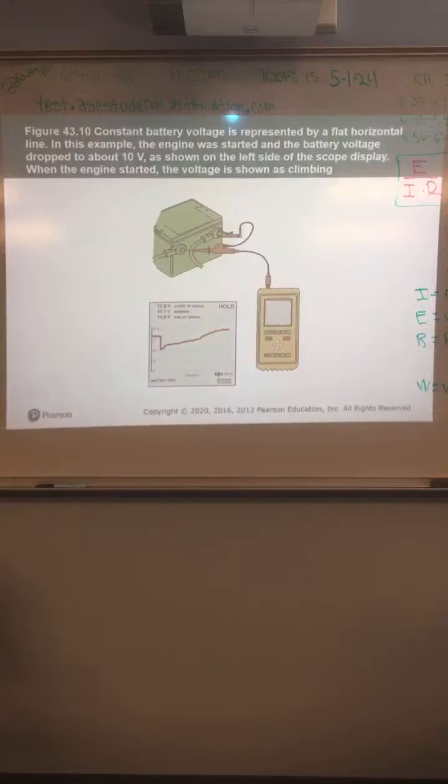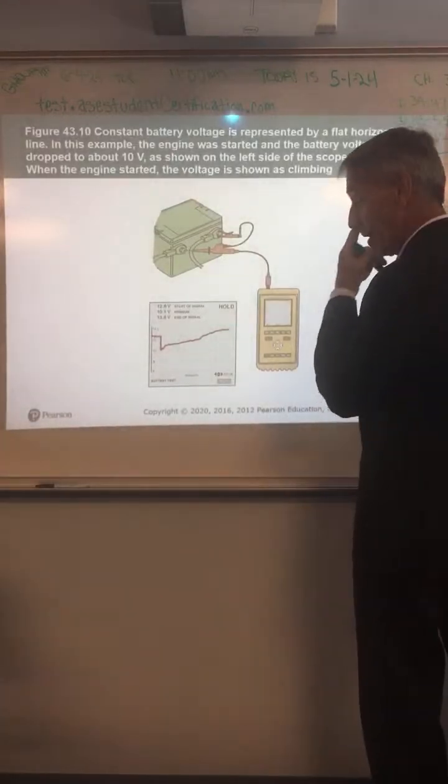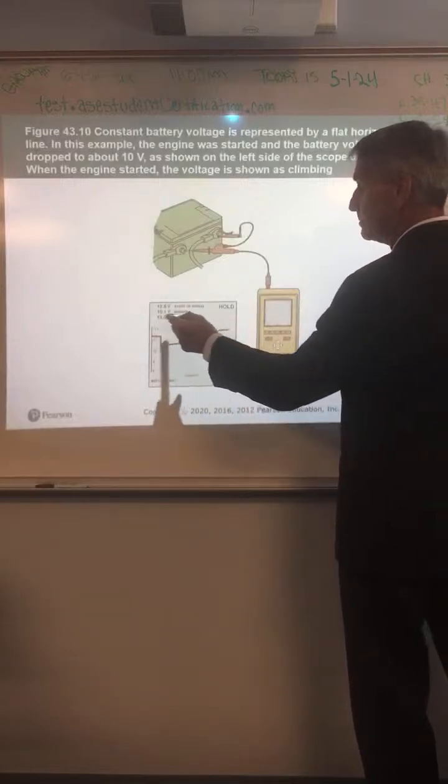On this particular slide, we have battery voltage shown at the left as a flat horizontal line. Can you tell what was going on in this picture? I know it's probably not big enough to see from the back. It looks like it started off normally, then it took a nosedive, and then it came back up.